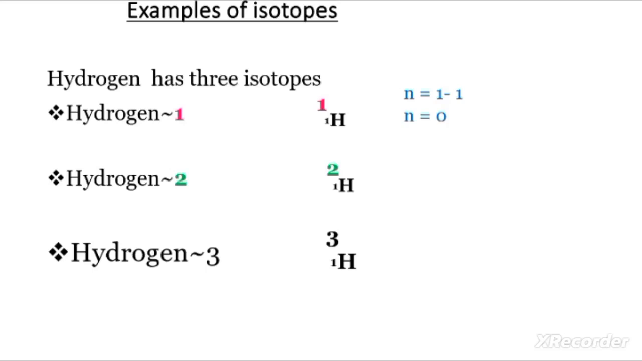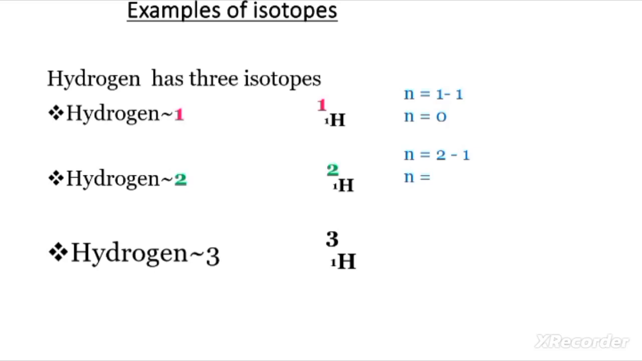Let us also determine the number of neutrons here. So this is hydrogen 2. We have the mass number, which is 2, so we are going to say 2 minus 1. 2 minus 1 is equal to 1. So here the number of neutrons is equal to 1.